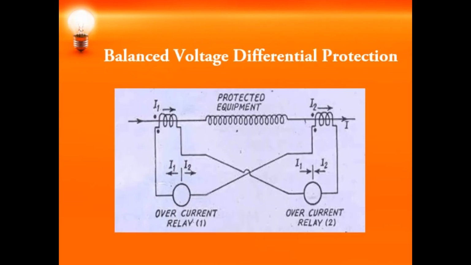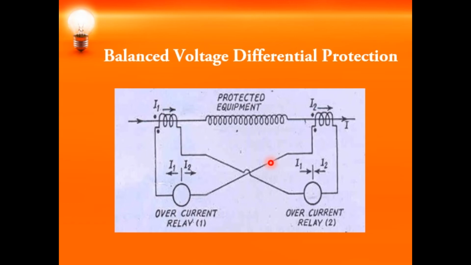Here you can observe this is a balanced voltage differential protection scheme, which is again used to protect the generator. Here you have two CTs, and the secondaries of these CTs are connected in such a way that under normal operating conditions and during external faults, that is through faults, the secondary currents of the CTs on the two sides oppose each other. You see the cross connection. So the secondary currents will oppose each other, and in turn the voltage will be balanced.